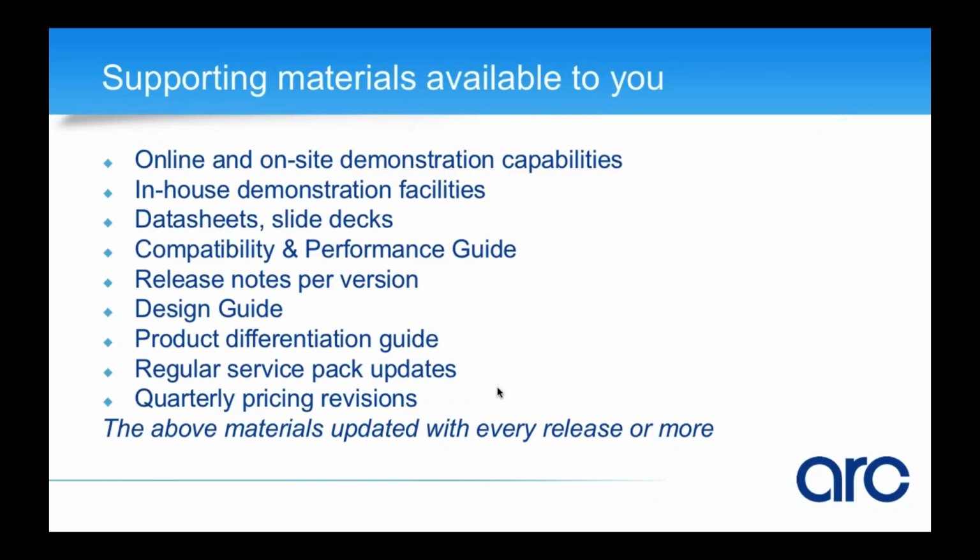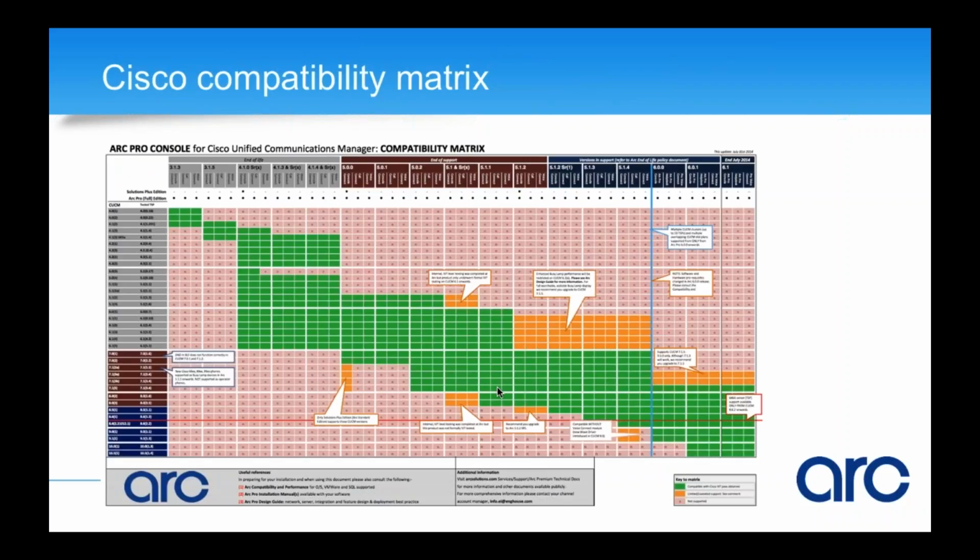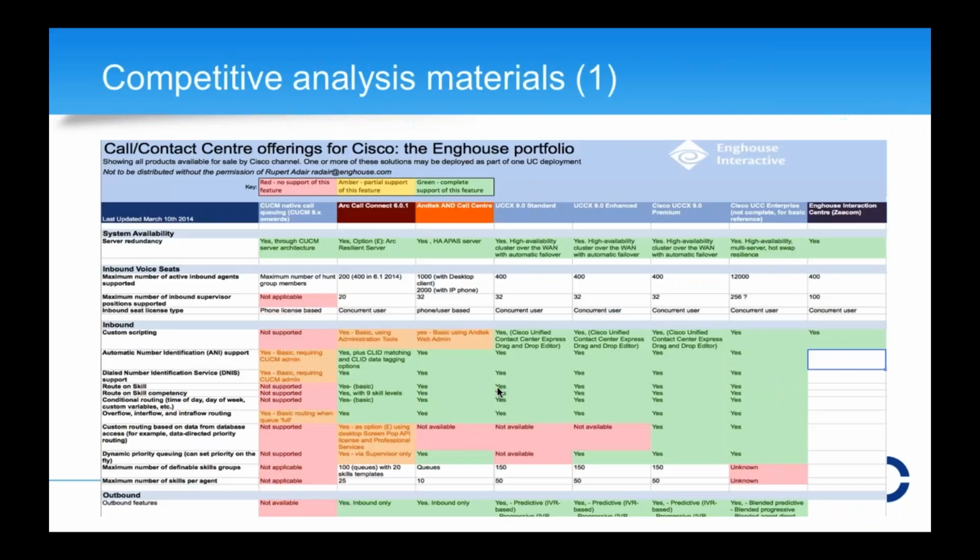But go to enghousinteractive.co.uk and you can log in to our partner portal and get a whole library of material as listed on the slide there, some of which includes this. So we talk about supportability. This is the matrix that defines what core manager versions we support and any caveats, and we maintain that with every release. This is the side-by-side analysis that we talked about with the which product fits what.